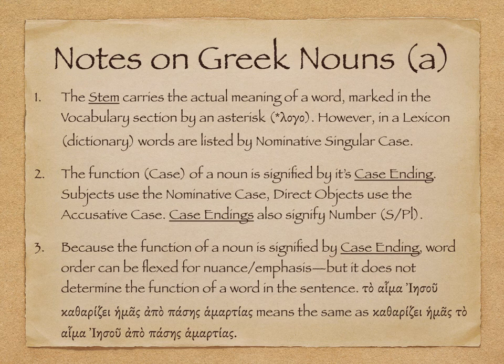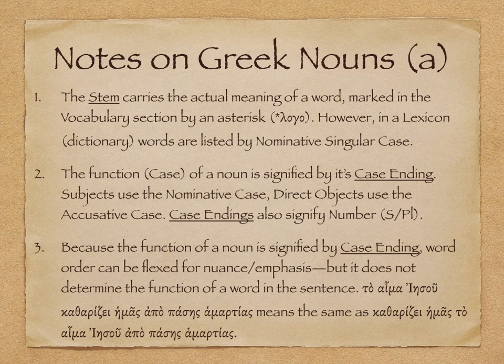Nominative case are normally the subjects of a sentence. Direct objects take the accusative case. And case endings also signify number, singular or plural. Have you caught on already that we need to pay attention to the ends of words?